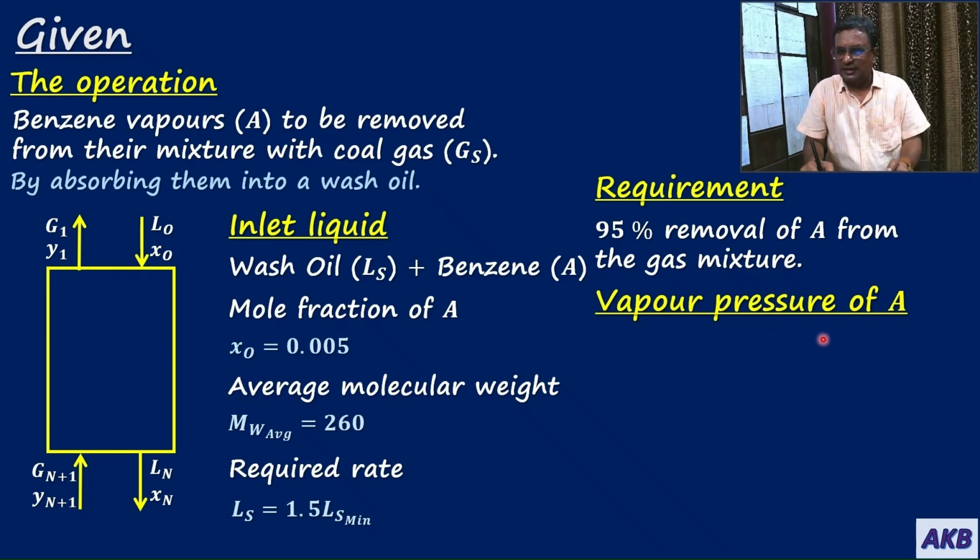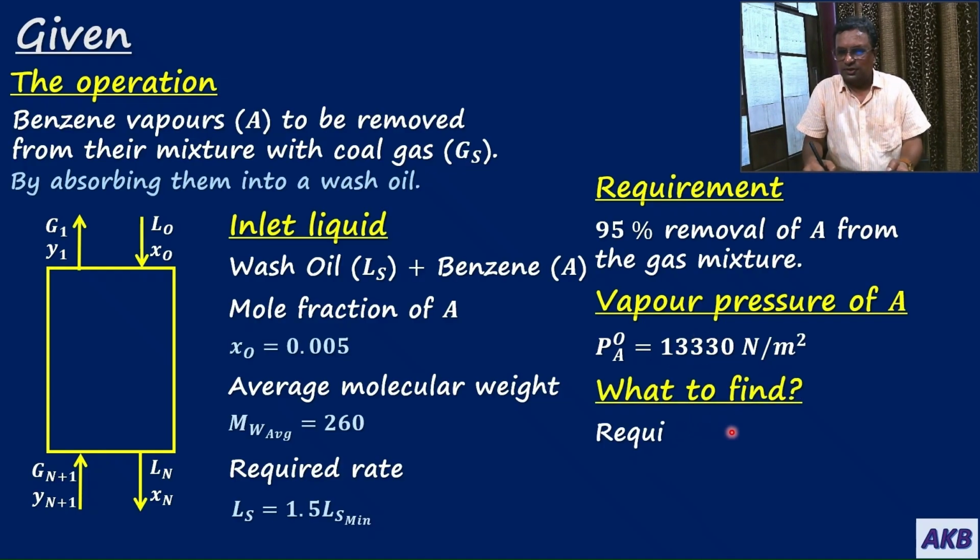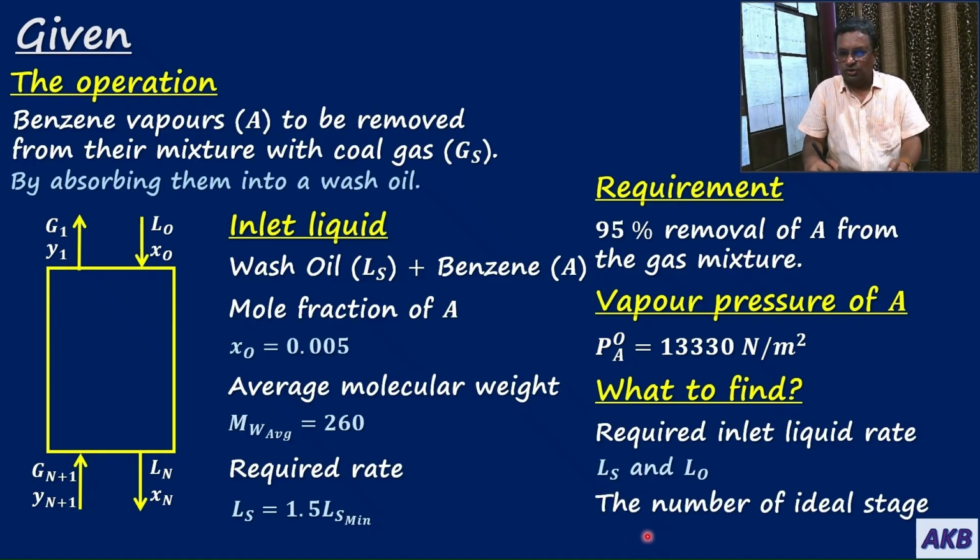Then the vapor pressure of E, that is the vapor pressure of pure benzene, is given to us. Let us denote it as PA0. It is 13330 Newton per meter square. And what are we supposed to find? First, we have to get the required inlet liquid rate. That is, we have to get LS first and then get L0, the inlet liquid rate. And then we are also supposed to find out the number of ideal stages that are required to achieve this removal, to achieve 95% removal.